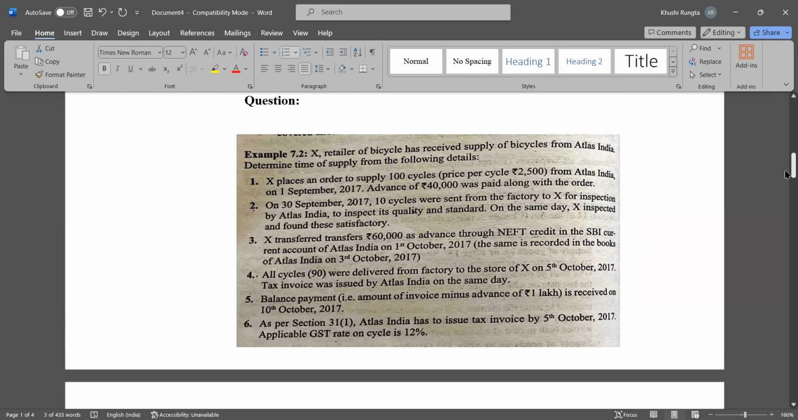It says that X, a retailer of bicycles, has supplied bicycles. X is a retailer of bicycles. He has received bicycles from Atlas India. Determine the time of supply from the following details. Now, X places an order to supply 100 cycles. The price per cycle is 2,500 from Atlas India on 1st September 2017. Now, an advance of rupees 40,000 was paid along with the order.